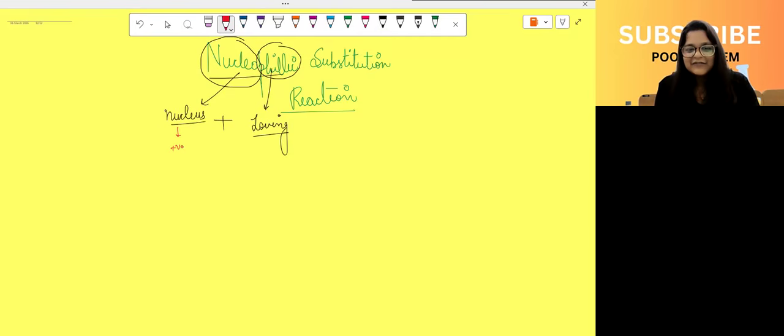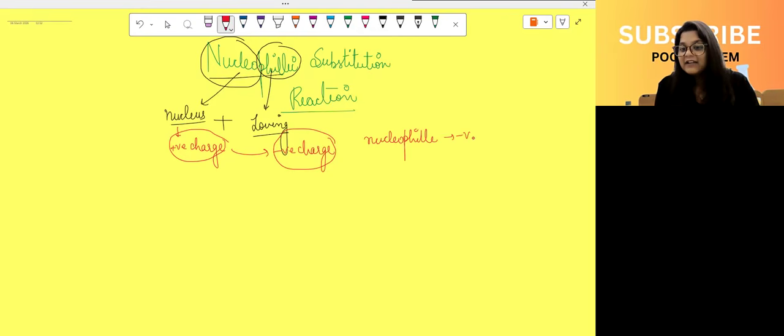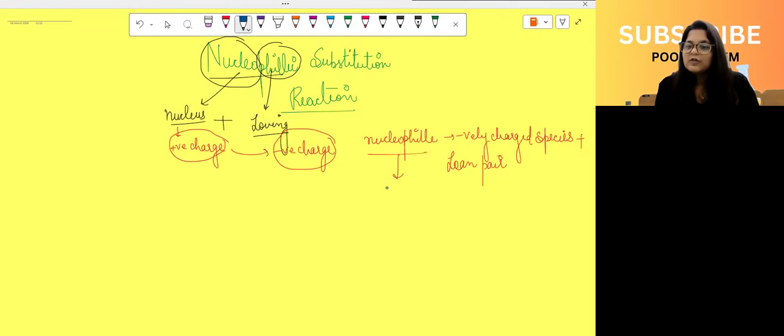The nucleus has a positive charge, right? Now, who will love a positive charge? A negative charge. That means you can say nucleophiles are negatively charged species, right? Now, they're not just negatively charged, they could also have the presence of a lone pair. So in a nutshell, nucleophiles are electron rich species.